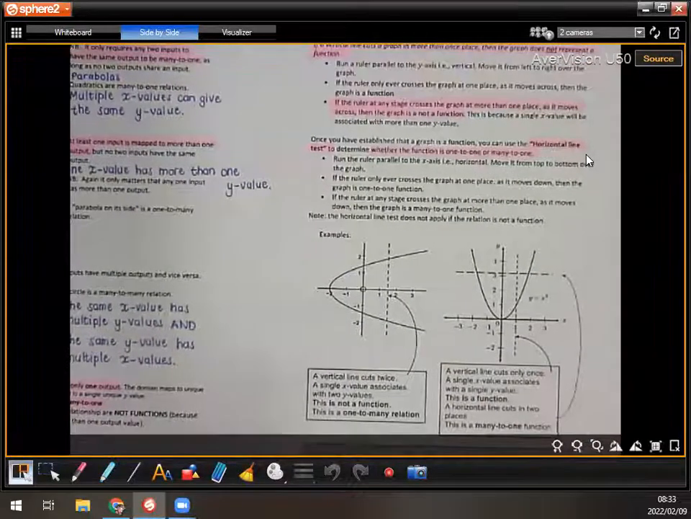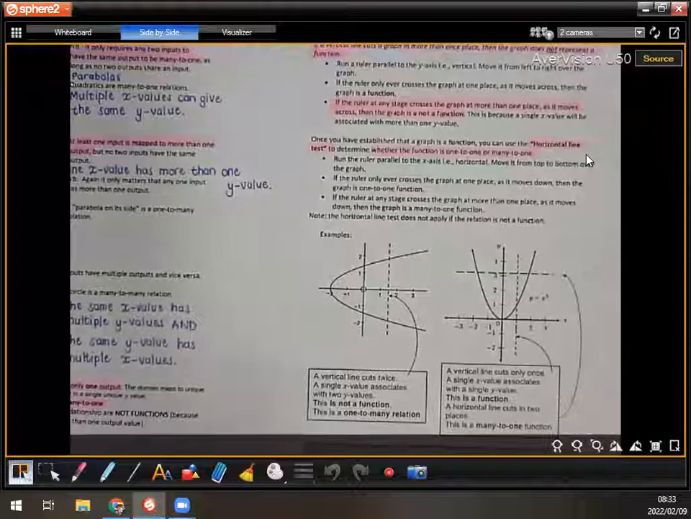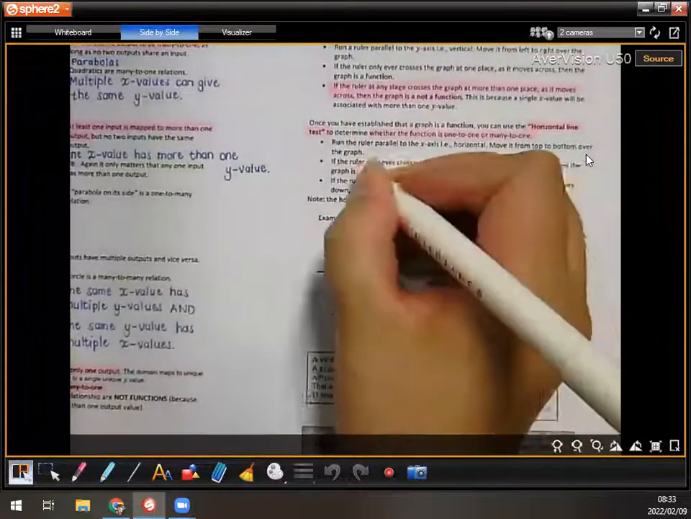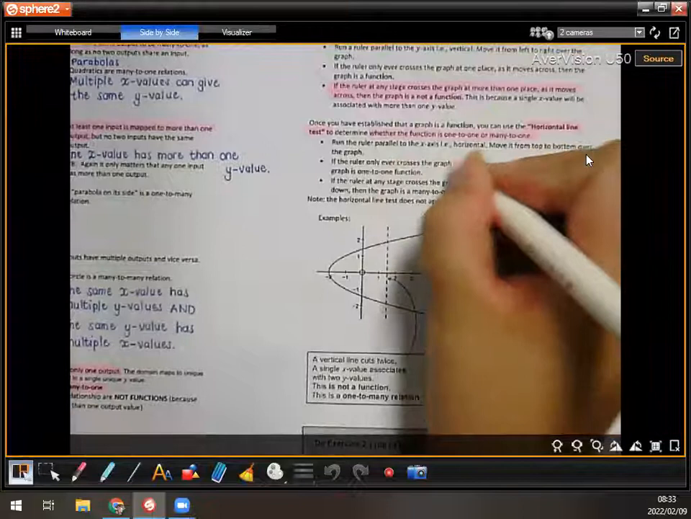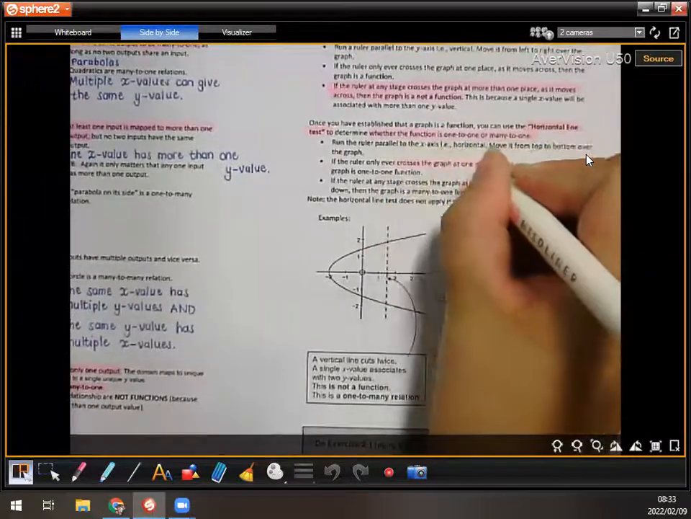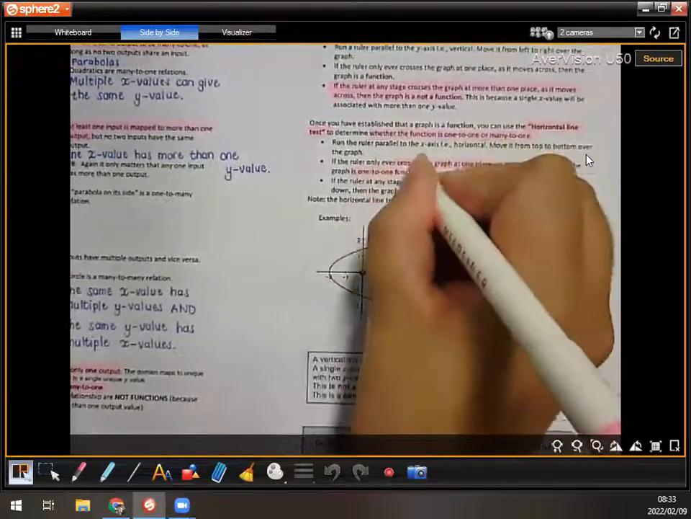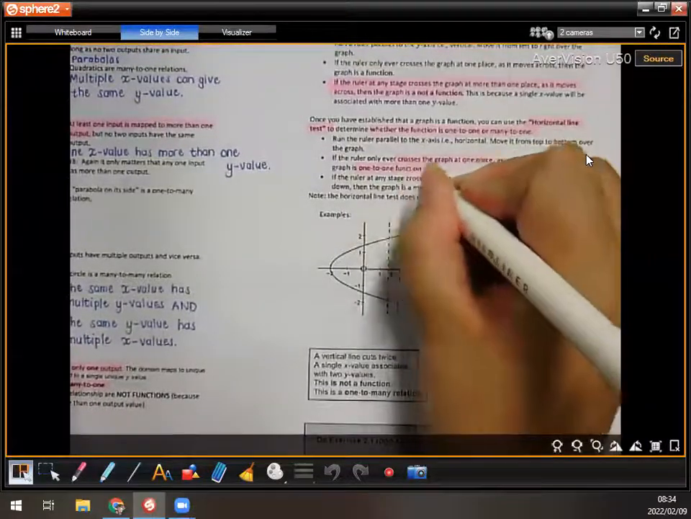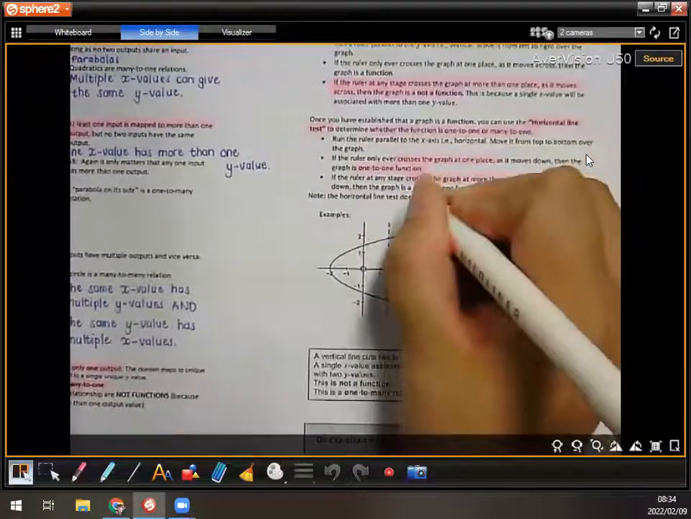If it cuts it only once, so if we're thinking of a straight line, for example, can we visualize that? If you have a straight line and you're moving your ruler down, it will cut it only once. That's a one-to-one function. So let's just highlight that. If the ruler crosses the graph at one place, then it's a one-to-one function. And if it crosses the graph at more than one place, then it is a many-to-one function.